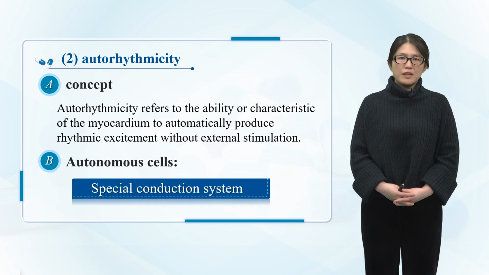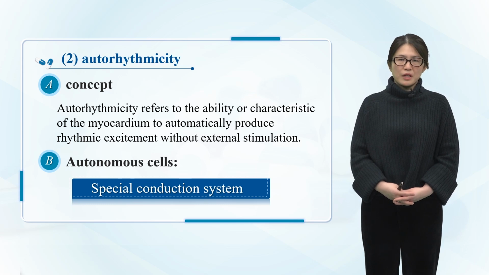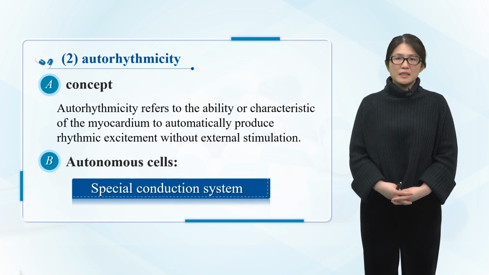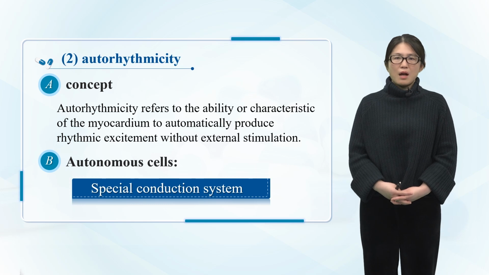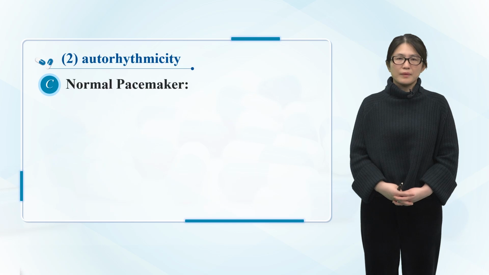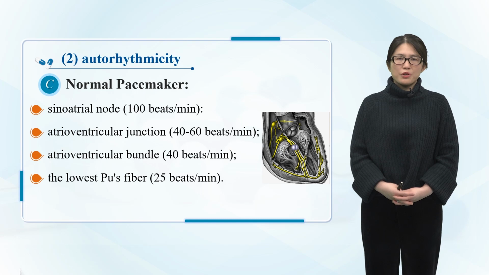Autorhythmicity refers to the ability or characteristics of the myocardium to automatically produce rhythmic excitation without external stimulation. Cells that produce autorhythmicity belong to the special conduction system. The autorhythmicity of P cells in the sinoatrial node is the highest, about 100 times per minute.